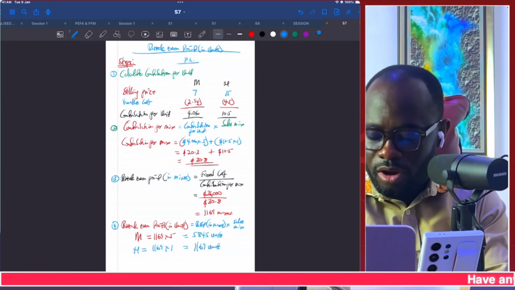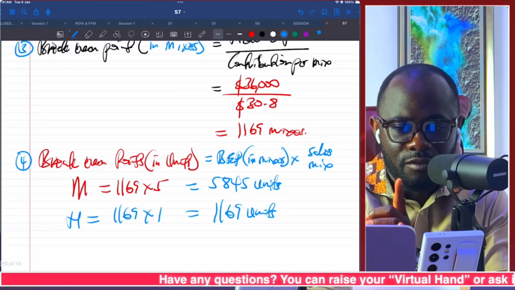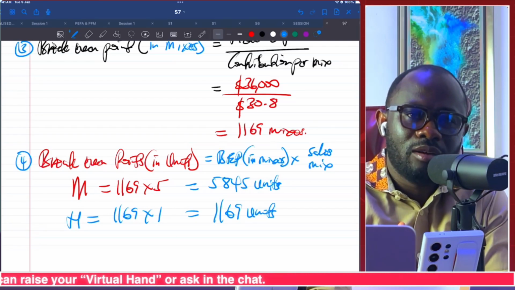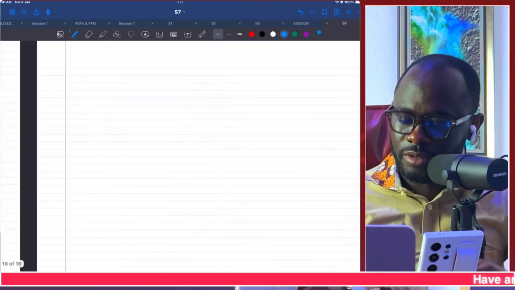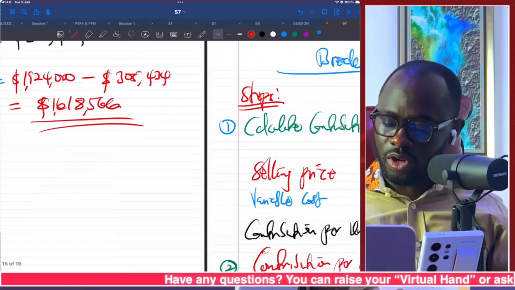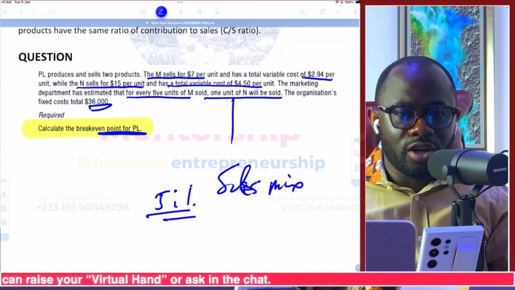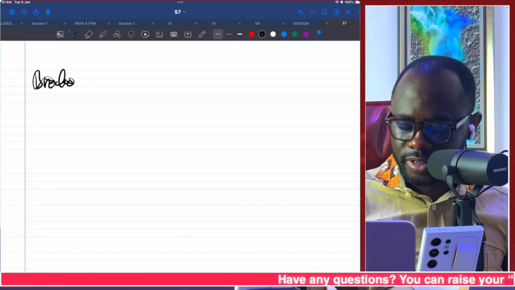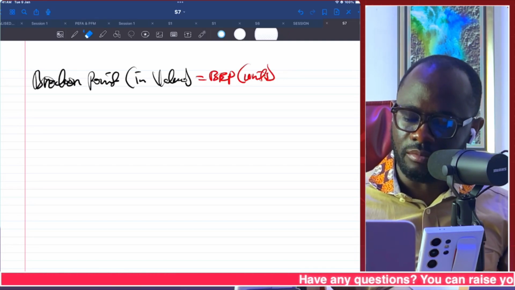Now, at this point, we could calculate break-even point in value. Because if you have the break-even point in units, then you can just multiply that by the selling price to get a break-even point in value. So I could just build up that into the system as well, because the context of the question was for us to calculate the break-even point. So it will be prudent for us to do for both units and in value. So break-even point in value is simply your break-even point in units times the selling price.